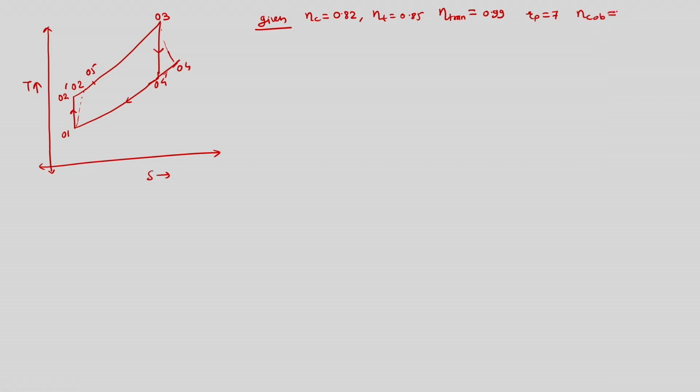97%, and then we have calorific value as 43.1 megajoule per kg, mass flow rate of air as 20 kg per second, P1 is 1 bar, T1 is 327 Kelvin, and delta P in heat exchanger on gas side is 0.1 bar.